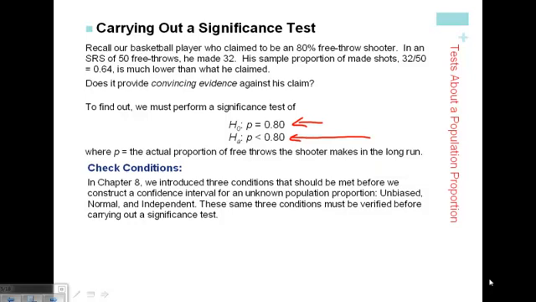We're going to check conditions. What do we mean by checking conditions? We mean that before we can do any calculation, we have to make sure the assumptions based on those calculations are fulfilled. These are the same conditions that you are already familiar with from earlier chapters: unbiased, independent, and normal. We want to make sure our sample is unbiased.